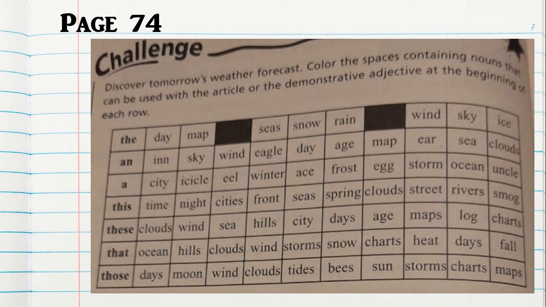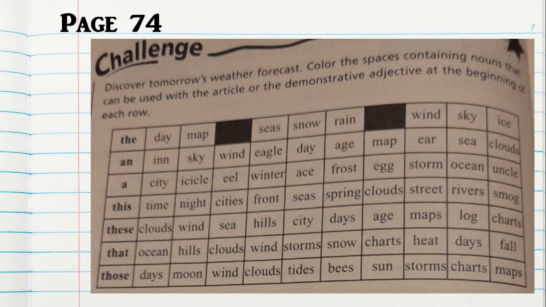You may say an eagle. So you have to pay close attention to each word. And you have a city. You do not say an icicle. You do not say a eel.